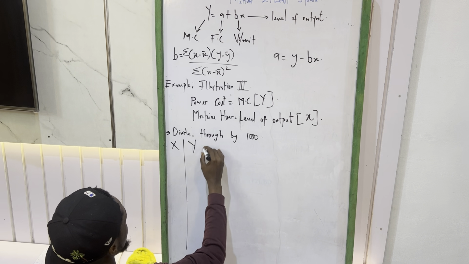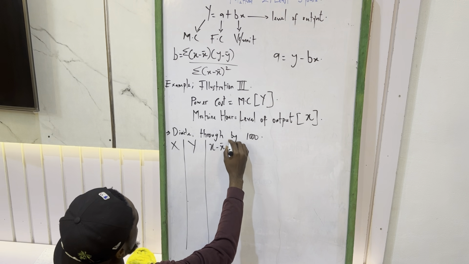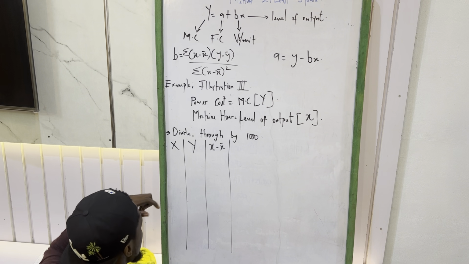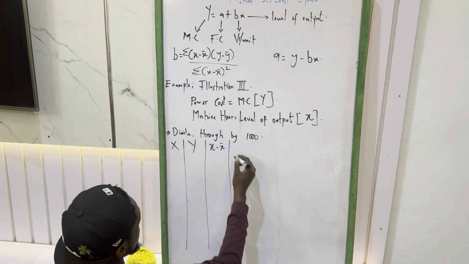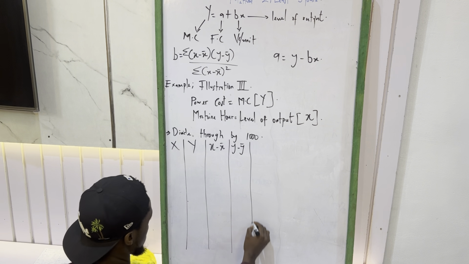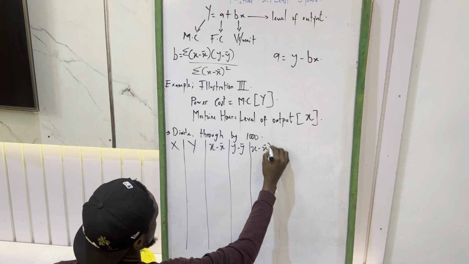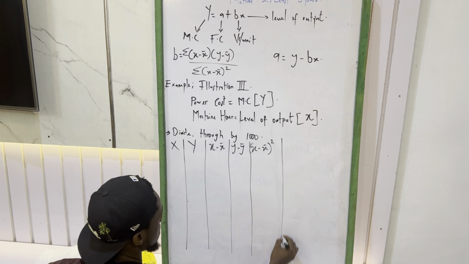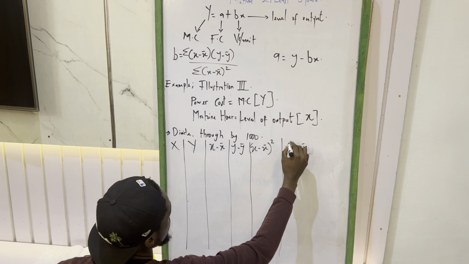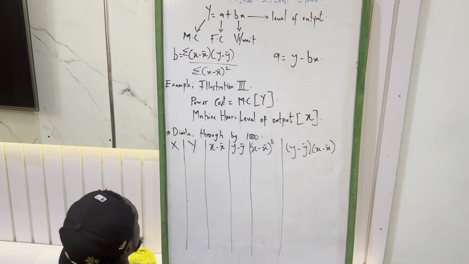Don't have your X come first, please. Then we'll have our Y. Then we'll have our X minus X prime, although I do not like calling it X prime, but just for that level of difference. Then we have our Y minus Y prime, which is the same thing as this. Then we'll have our X minus X prime squared, and then Y minus Y prime, X minus X prime. However, whichever you want to put first.